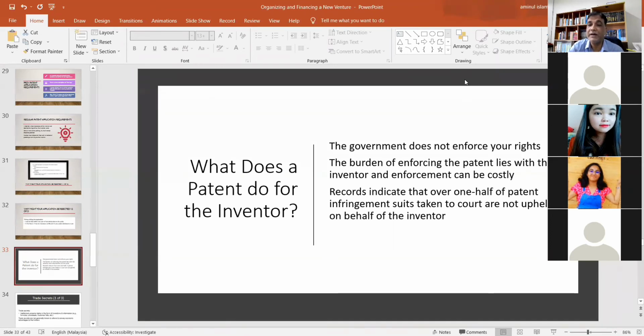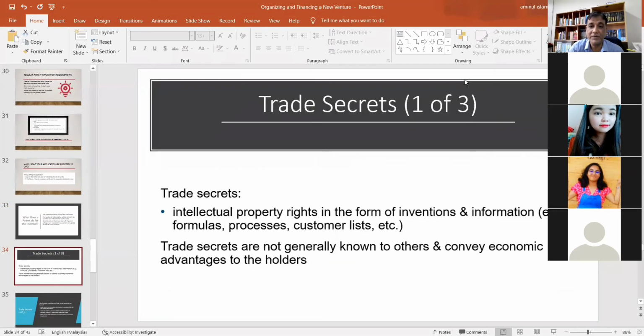And records indicate over one half of the patent infringement suits taken to court are not upheld on behalf of the inventors. So even when somebody comes with a similar idea and claims that it is his idea, it has to go to court, and you have your own way of going through the court proceedings and all that.